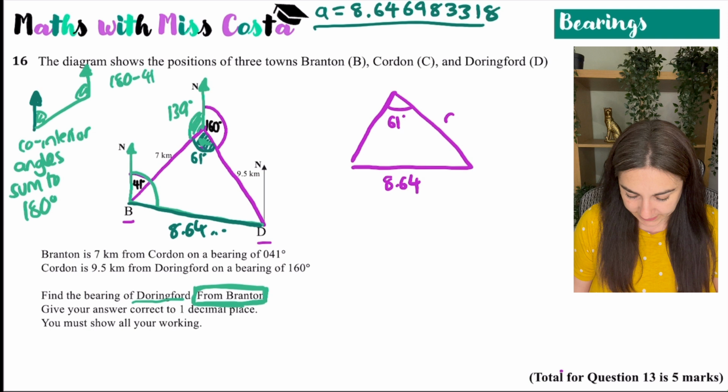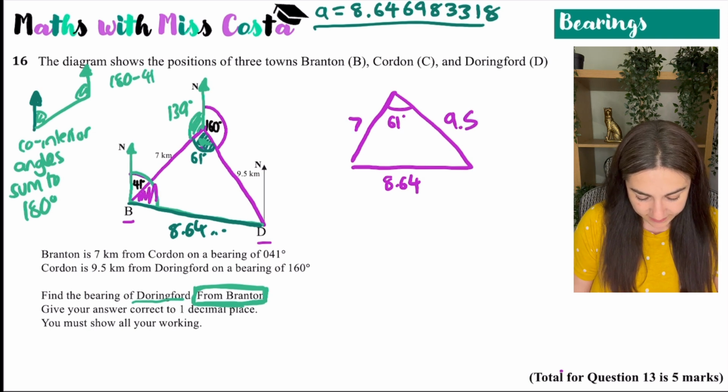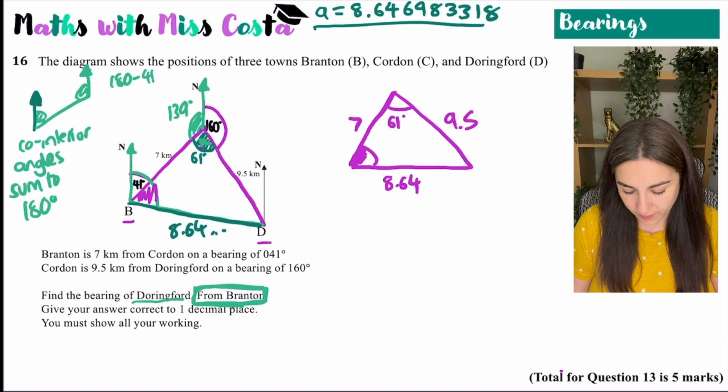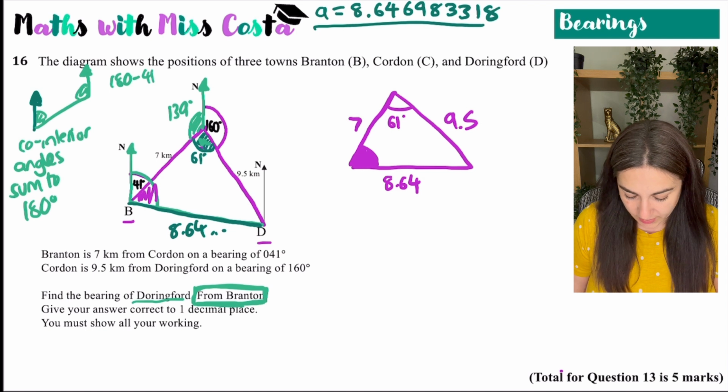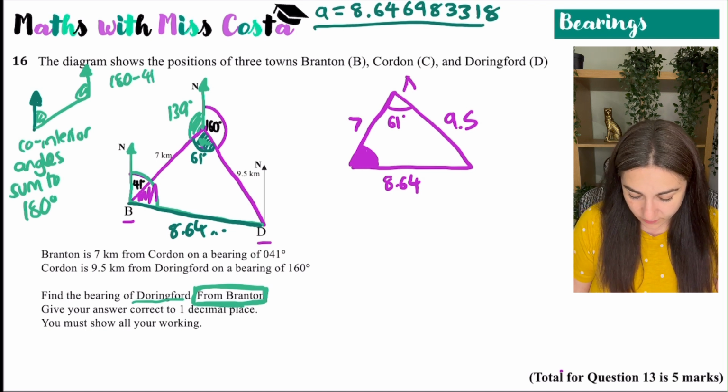We know that this is 9.5 and that this is 7. And this angle here is the angle that I'm after, because if I know what that is, I can work out what the bearing is. So let's label it again. We can keep this as it was. I can't remember if this was little b or big B, but it doesn't matter.